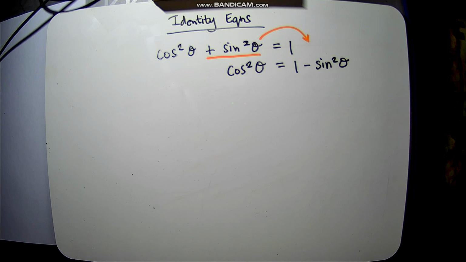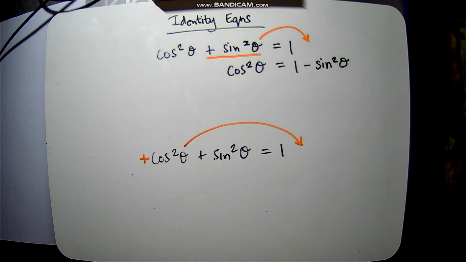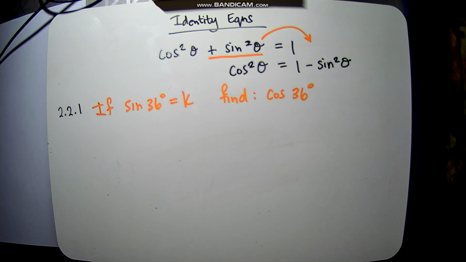We can manipulate it now to make sine squared theta the subject of the formula. To make sine squared theta subject of the formula, I would need to move plus cos squared theta over to the right hand side. It will become a negative cos squared theta on the right hand side. I now have made sine squared theta subject of the formula. Keep these two things in mind for the next set of questions.